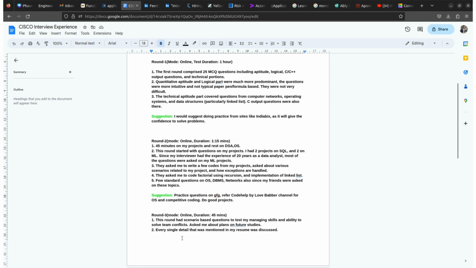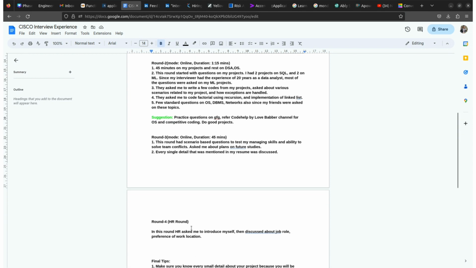In the second point, every single detail that was mentioned in the resume was discussed, whether it is your interest, your project, your choice of study, or your skill. They'll ask some scenario based questions and some important questions from the technical perspective or the skills based perspective, like how you will manage the team, how you will build a team, and how you show leadership quality.